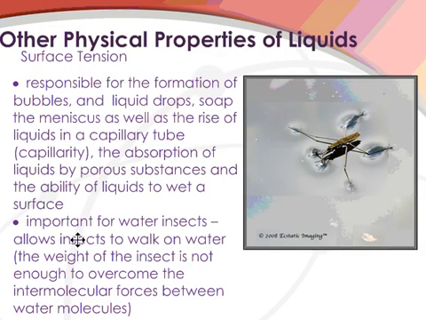Other physical properties of liquids, we have surface tension. So this is responsible for the formation of bubbles and liquid drops, soap, the meniscus, and as well the rise of liquids in a capillary tube, which is called capillarity, the absorption of liquids by porous substances, and the ability of liquids to wet a surface. This is really important for water insects because it allows insects to walk on water, which basically means that the weight of the insect is not enough to overcome the intermolecular forces between water molecules.